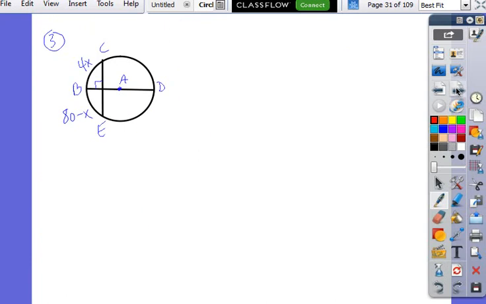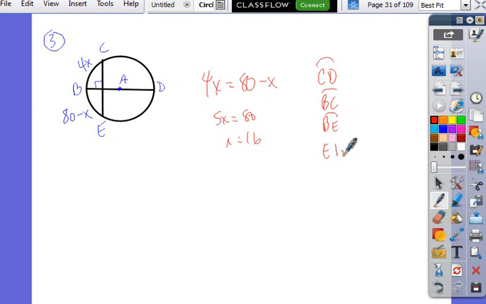What do we do on something like this one? They're equal, so set them. 4x equals 80 minus x. Solve. Then if I wanted to say what is CD, BC, DE, and so on. How would I do those?